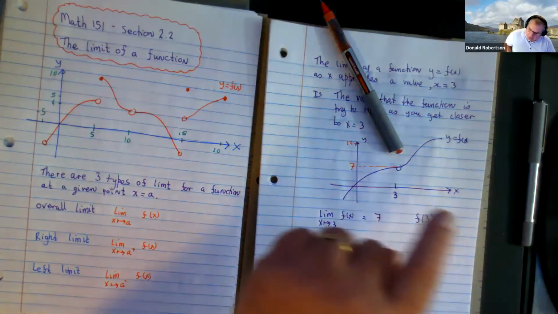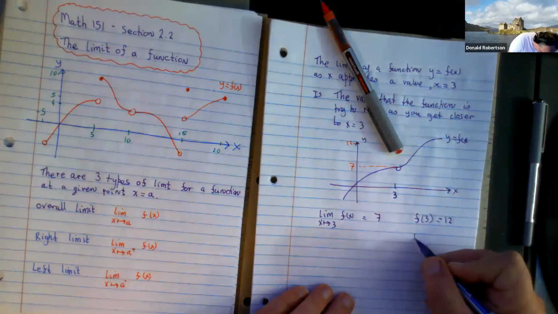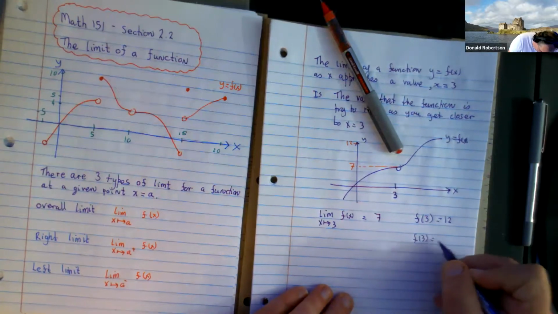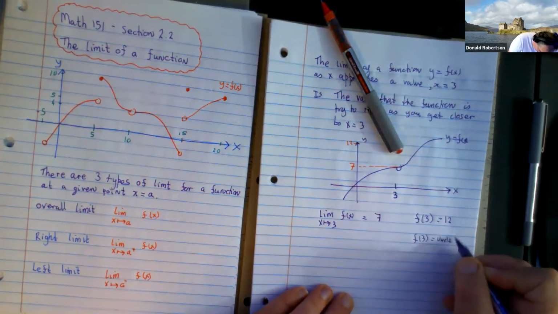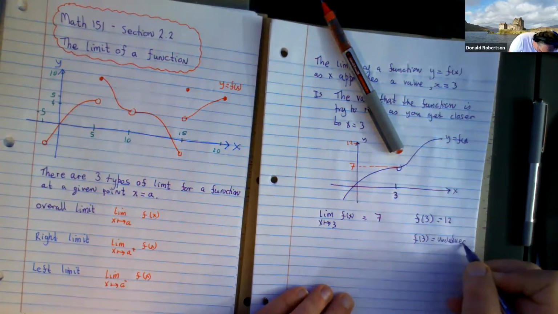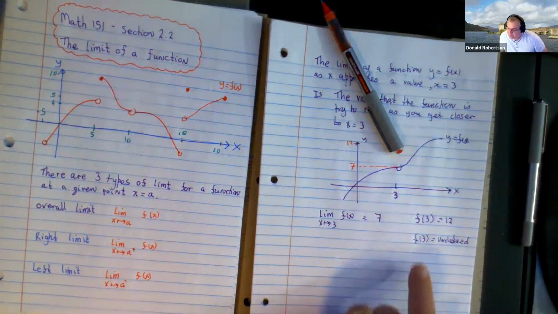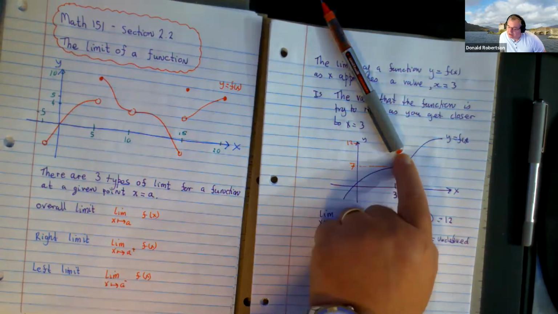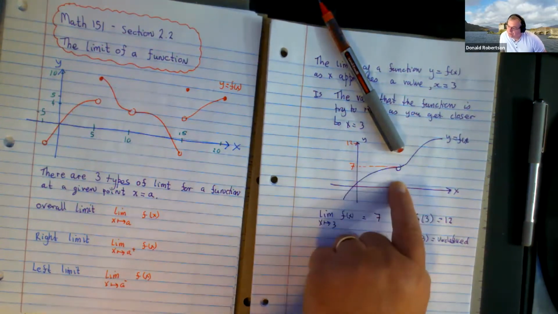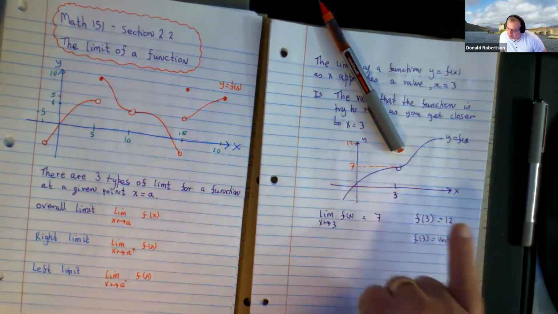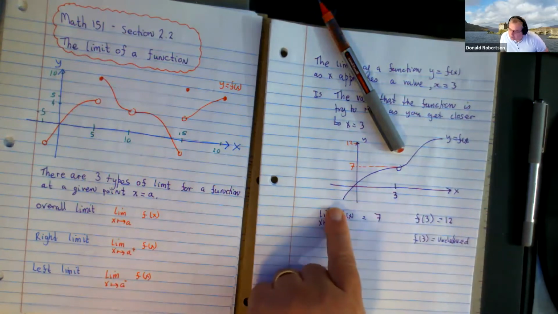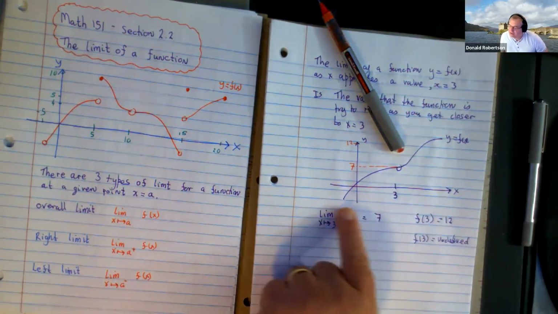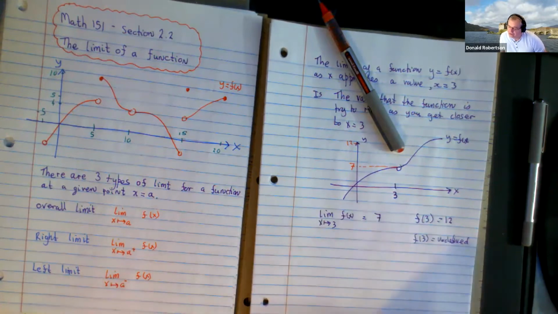Now, if that dot was missing, wouldn't the value of the function now be undefined? Right, f of 3, the value of the function is undefined, because at 3 there is no value, agreed? So try and separate the value of a function from its overall limit. They are very often quite different from each other, as you can see in the two situations that I have.